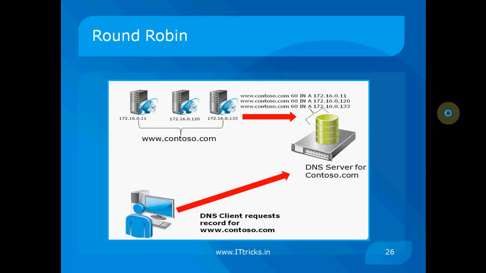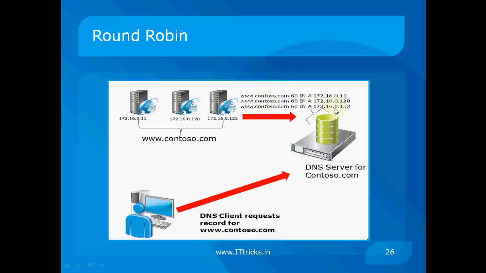You're watching in the picture, there is a DNS server contoso.com. It has multiple resource records. I want to configure round robin over here. So what I need to do is enable round robin, and I need to create multiple resource records having the same FQDN. As you're watching, the FQDN is the same, www.contoso.com. These are 3 resource records having the same FQDN, but every time the IP address is different.